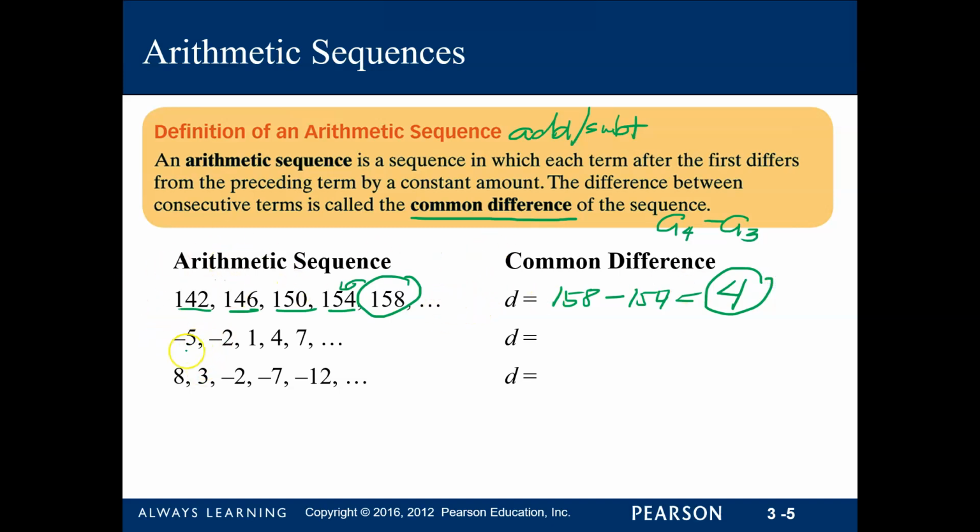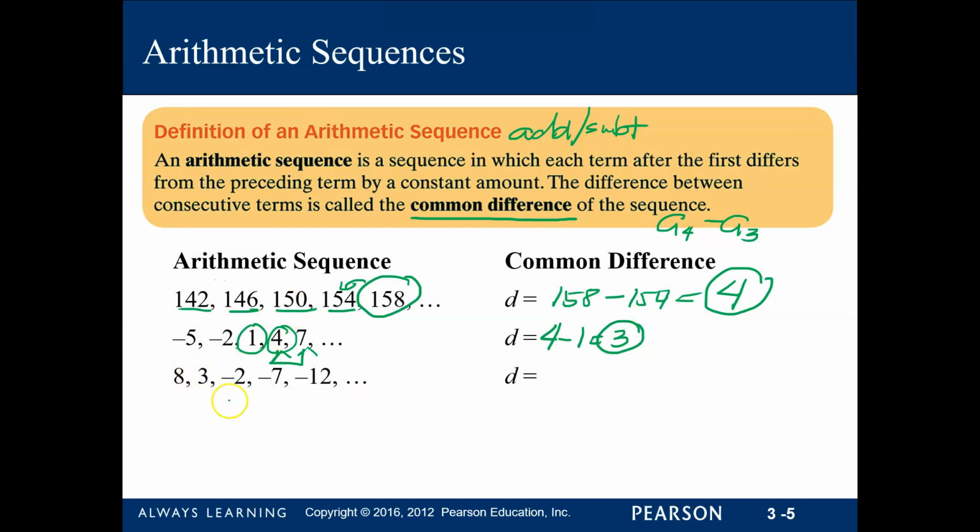Now let's take a look here. We have negative 5, negative 2, positive 1, 4, and 7, okay? What pattern are you seeing? You can check any consecutive terms here. Let's have 4 and 1. That will be 4 minus 1, which is 3. And you can also check, does it also work with 7 and 4? 7 minus 4 is also 3. So the common difference is 3.